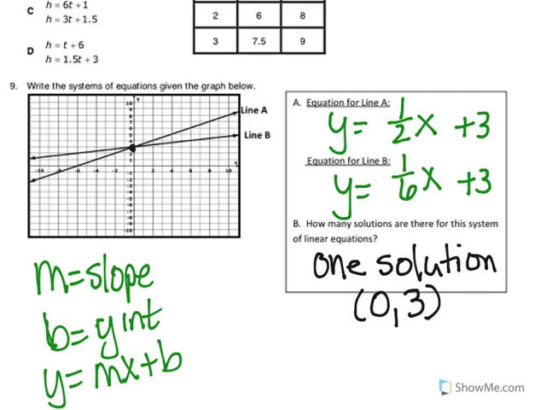Now that lesson should be pretty basic for you because you've been writing equations from tables and from graphs for several weeks now. So it's going to get a little harder as we move forward because we're going to start solving these solutions. And that's what can be a little bit more tricky. But I think you guys can do a great job at writing the equations.